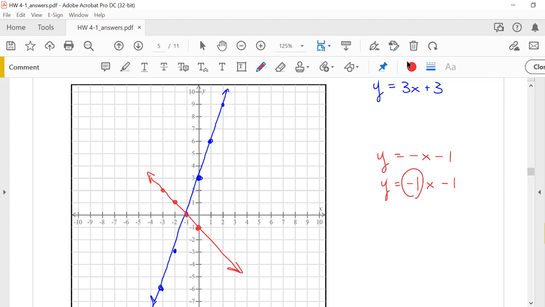My solution, there's one solution, and it is negative 1 comma 0.